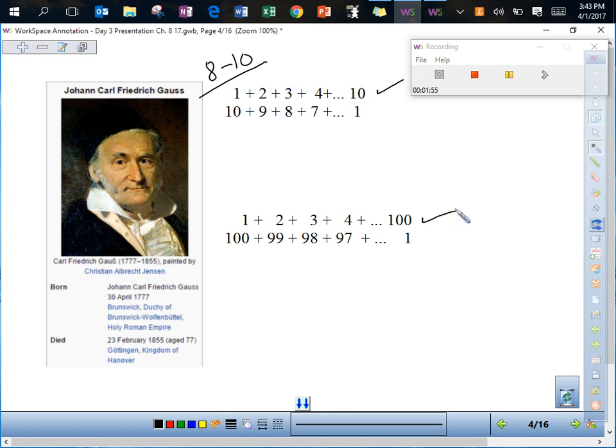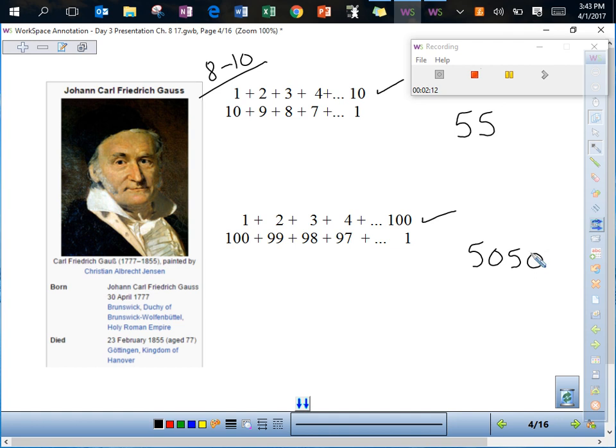Now, here's where the story diverges just a little bit. One story says that Carl did this. While the teacher was on the way to her desk, Carl said, well, this answer is 55, and this answer is 5,050. One version of the story says that the teacher says, Carl, that is awesome. Nice job. Tell the class how you did that in your head.